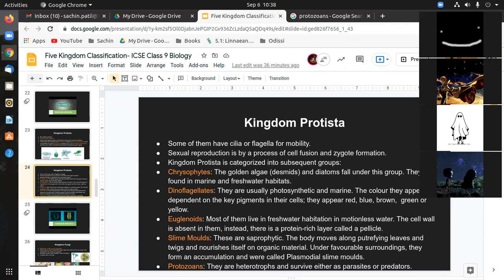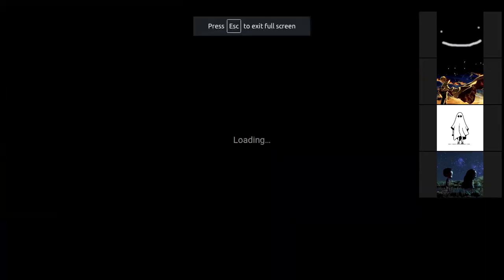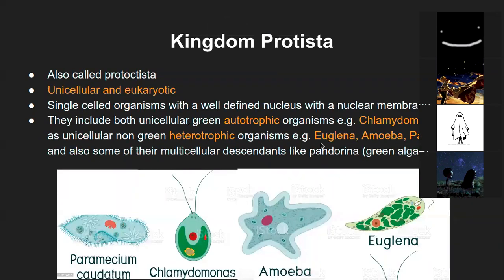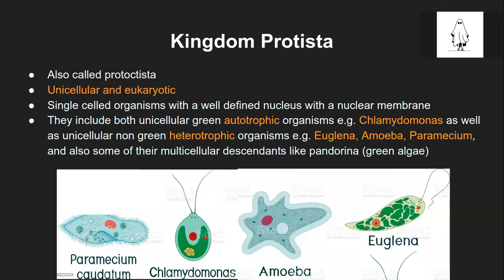Yes, sir, I had a question. Can you go back a slide? Yeah, this one. So here it says, in the third point, the last line says "and also some other multicellular descendants." I didn't understand that.